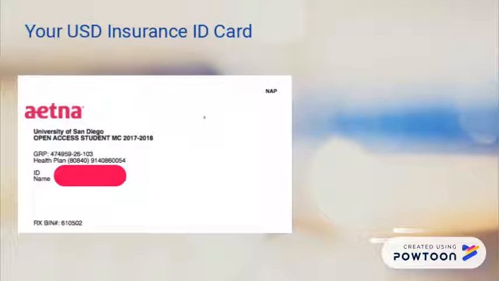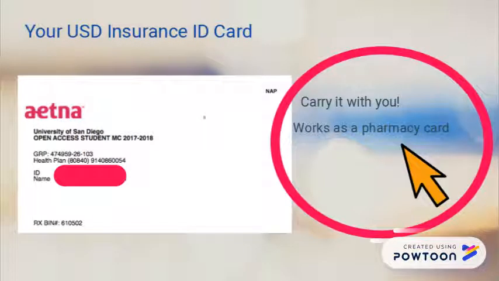Now let's talk about your insurance card and policy information. For enrolled USD students, your ID card will look like this. If you have your own plan, the company may issue you a similar card or certificate that explains your benefits. It's a good idea to carry this with you at all times. You never know when you're going to need it.